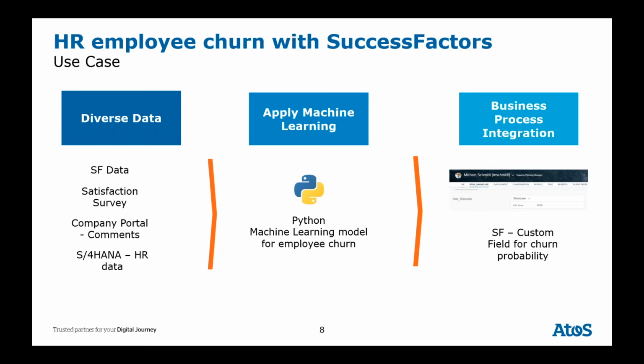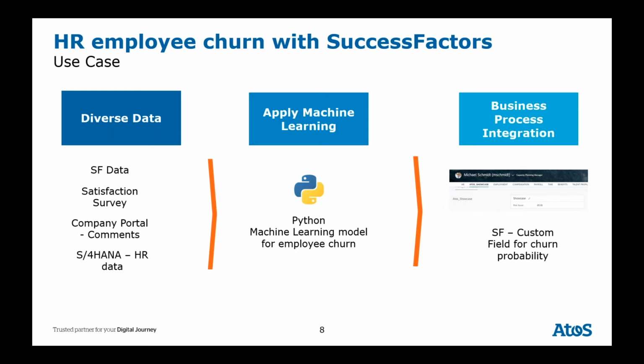Maybe you have a company portal running where people can quote, and you need to analyze if people are writing a lot of negative stuff in there, which might indicate they are really unhappy with the company. And of course, you have your ERP system, or if you're in S4HANA, you have your HR data there, like the salaries and promotions and stuff like that. So this is your data.